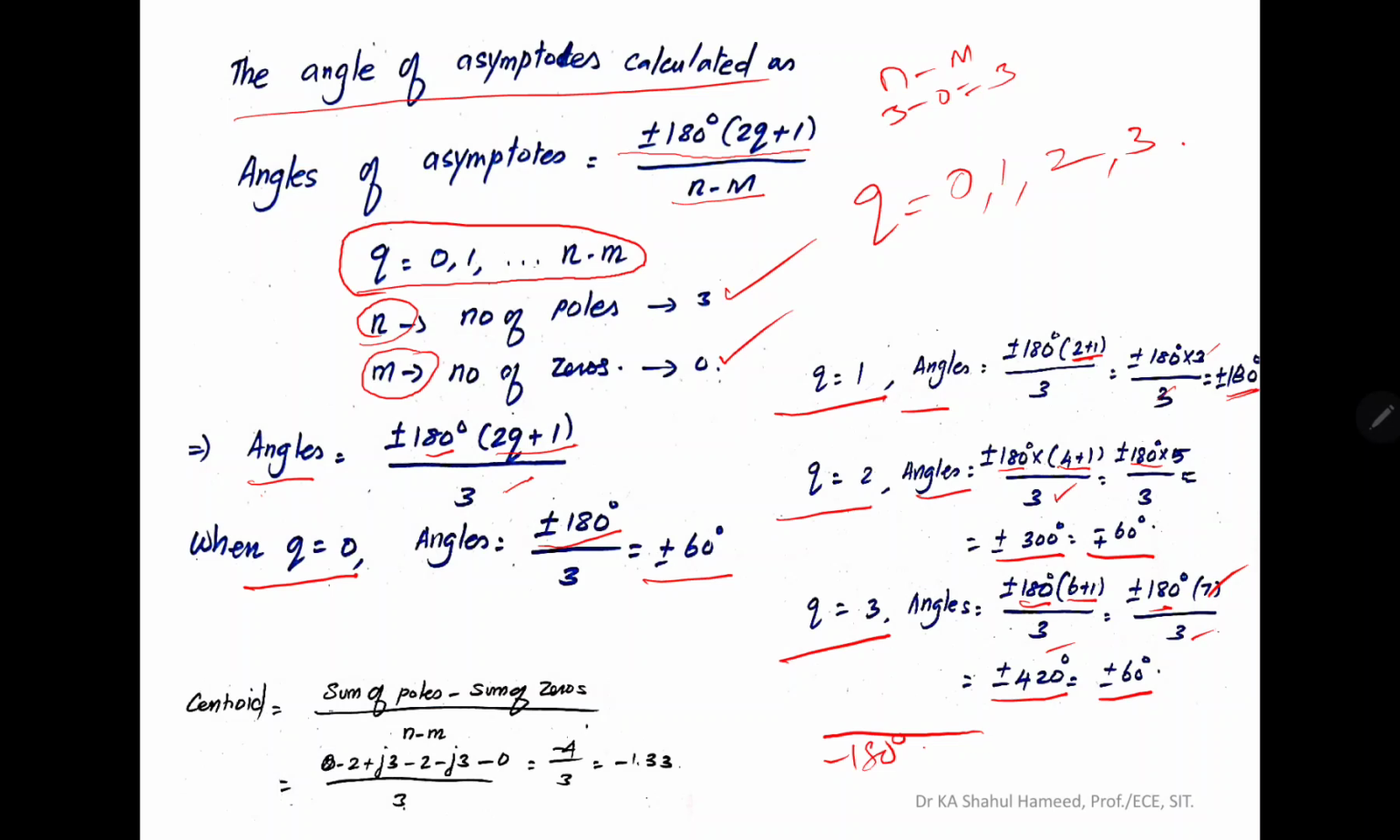So in order to identify the asymptotes, we have to determine centroid value. Centroid value can be determined using the formula sum of poles minus sum of zeros divided by n minus m. N minus m is 3. Sum of poles, we have 3 poles. One is 0, another one is minus 2 plus j3, minus 2 minus j3. When you are adding all these things, j3 will cancel, and minus 2 minus 2 is minus 4. Minus 4 by 3, which is equal to minus 1.33. So minus 1.33 is centroid value.